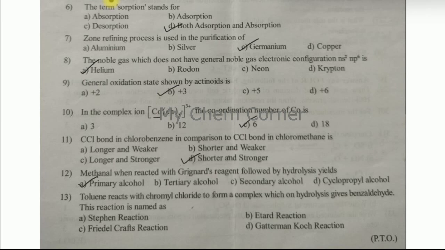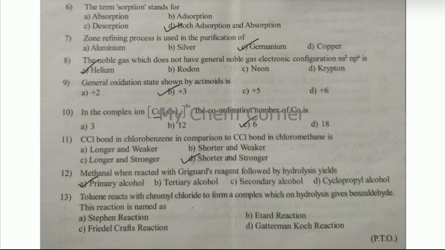Now, the 13th question is: toluene reacts with chromyl chloride to form a complex which on hydrolysis gives benzaldehyde. The name of the reaction is? It's not going to be a Friedel-Crafts reaction for sure, because for a Friedel-Crafts reaction you need anhydrous AlCl3. We don't have that in the question, so Friedel-Crafts reaction is ruled out.